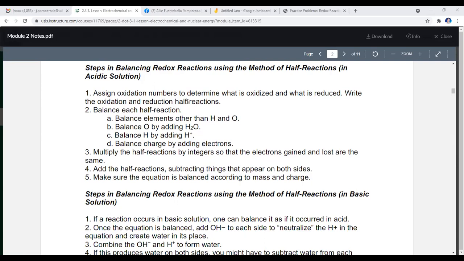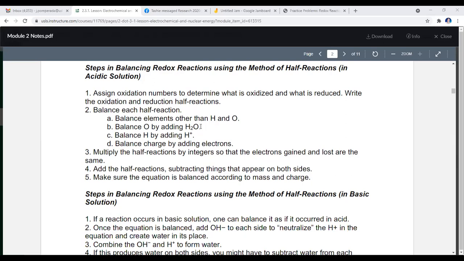Now, balance oxygen by adding water. So if there's a side, in your two reactions, that needs you to balance the oxygen present, you need to add water to that side. For example, one side of your chemical reaction has oxygen. The other side has no oxygen. So how will you balance it? You have oxygen in here and you don't have oxygen in here. You balance the oxygen by adding, on the side that does not contain oxygen, what? Water.